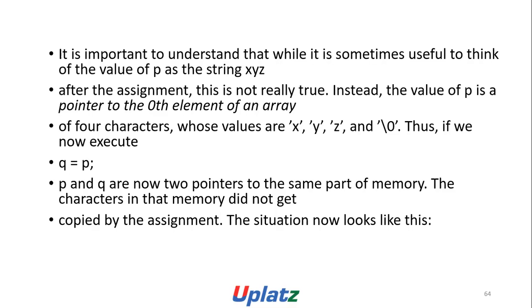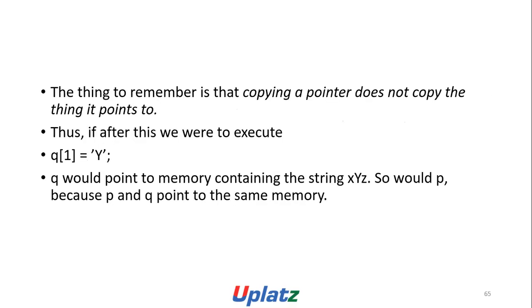The characters in that memory did not get copied by the assignment. The situation now looks like this. The thing to remember is that copying a pointer does not copy the thing it points to. Thus, if after this we were to execute q[1] = 'Y', q would point to memory containing the string xYz. So would p, because p and q point to the same memory.